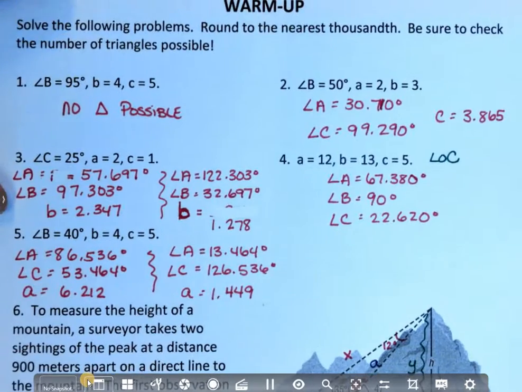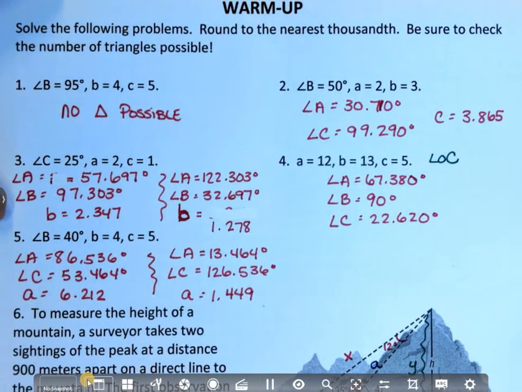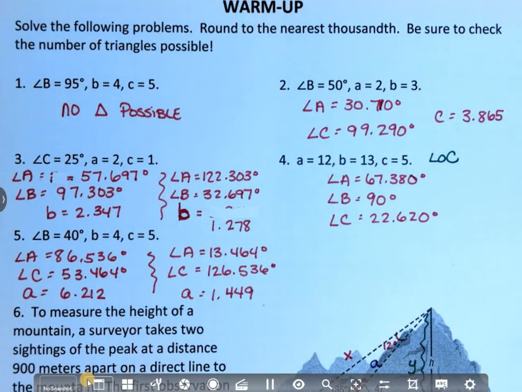So you guys are working on the warm-up. I'm going to throw the answers up here. I'd like you to take a look at those and see what you get, see what you see.